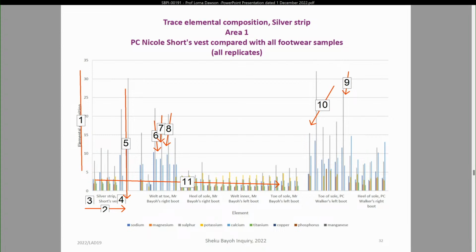So this leads me to conclude that this question sample Area 1 is a mixture of sources, probably two sources, with some of that material likely sharing a common origin with some of the material from the heel or toe of the sole of Mr. Bayo's boot, while replicates 5 and 6 could have shared a common origin with the welt at the toe of Mr. Bayo's boot, but also with some of the sample replicates from the toe of the sole of PC Walker's left boot.